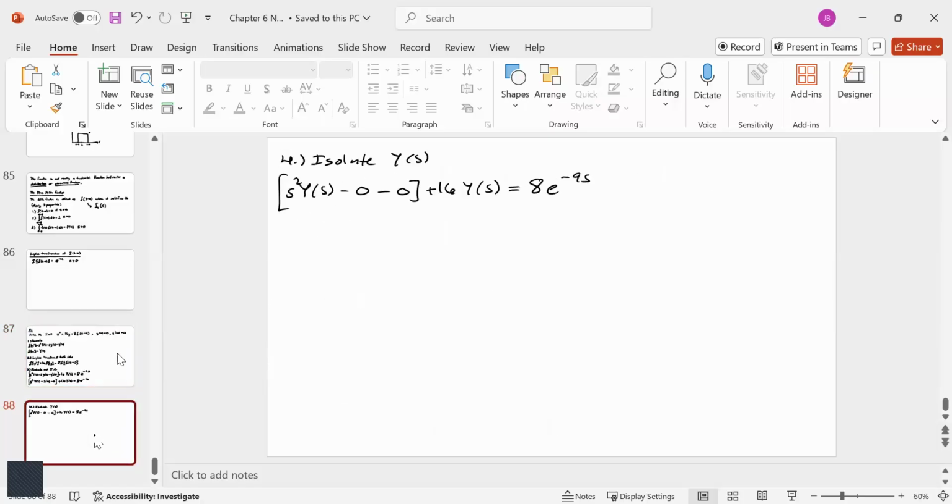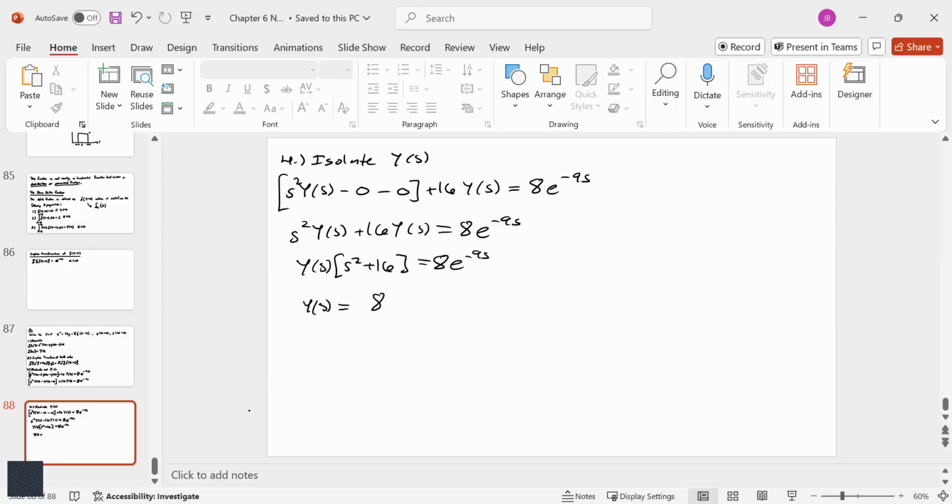Yep. And so s squared Y of s plus 16 Y of s equals 8 e to the negative 9s. And then Y of s times s squared plus 16 equals 8 e to the negative 9s. And then Y of s is equal to 8 e to the negative 9s over s squared plus 16. And from that, we're going to do the inverse Laplace. So, well, actually, we got to think about this.